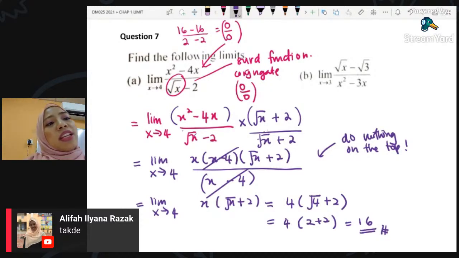So today you learn new things. Apa dia? Conjugate, solving a rational limit function, limit of rational function. Okay, write down. Today you are learning limit that involve a rational function that gives you 0 over 0. Lemon squeezy. Okay, Grace.